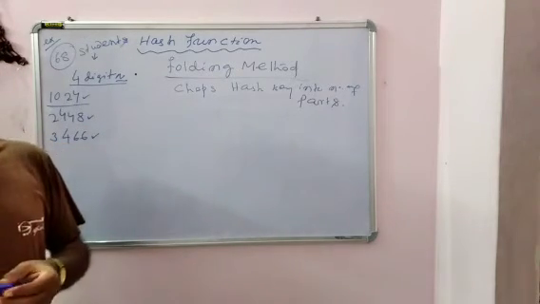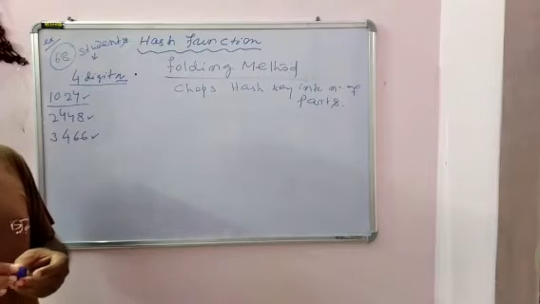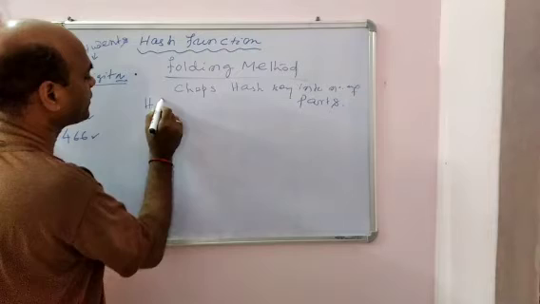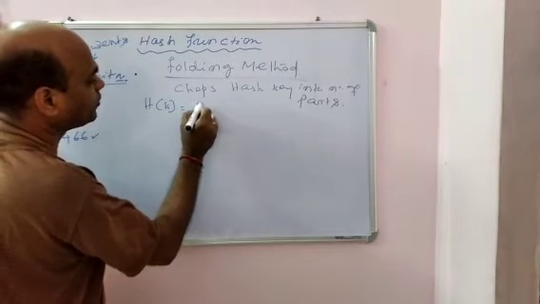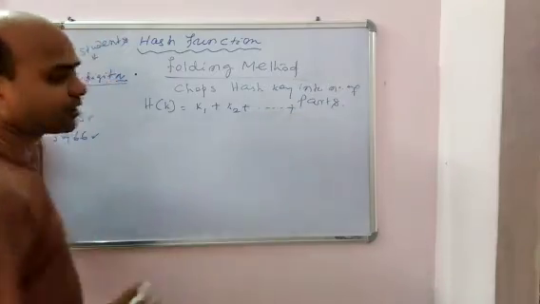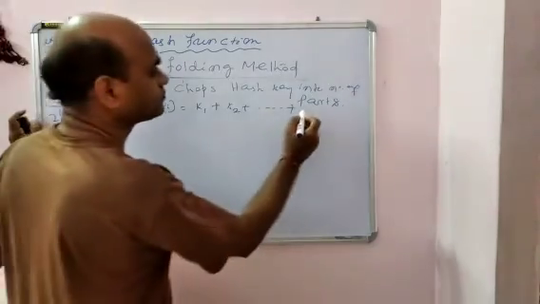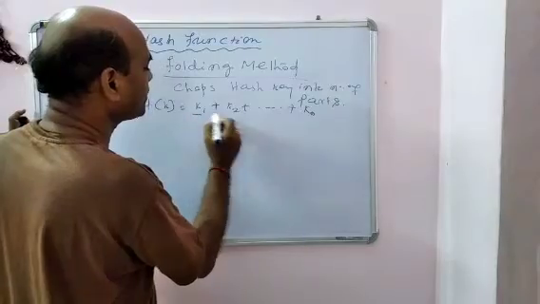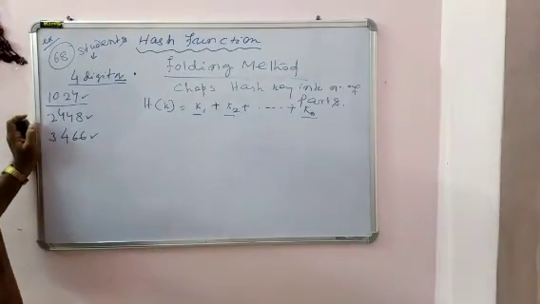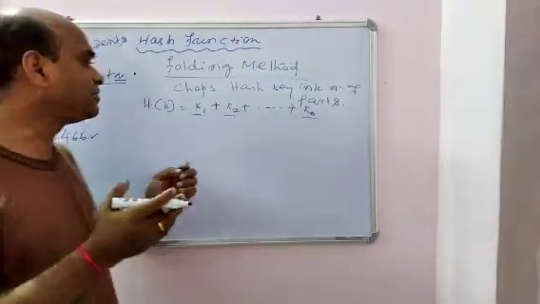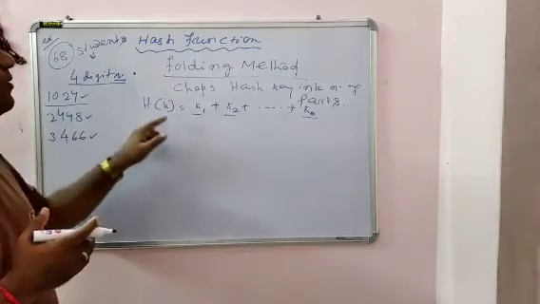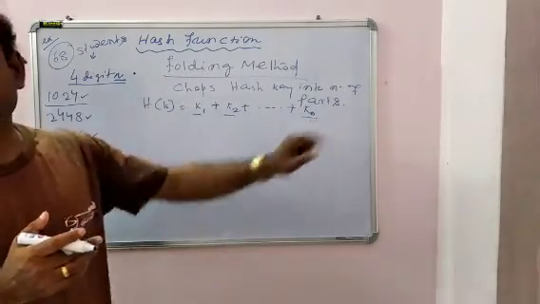This folding method of the hash algorithm is represented by h of k. h of k will be equal to k1 plus k2 up to kn, where k1, k2 up to kn are the different parts of the value k. So k will be divided into a number of parts, k1, k2 up to kn.